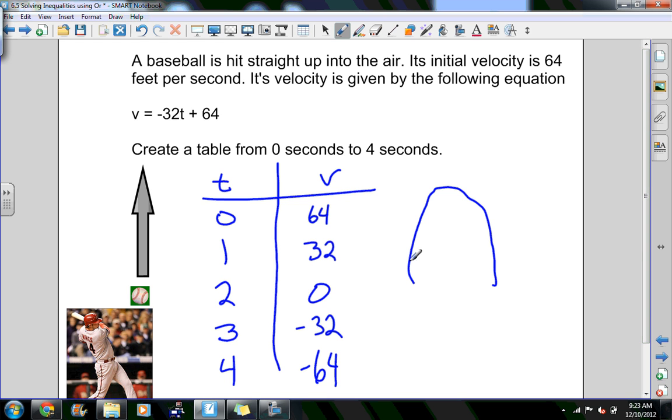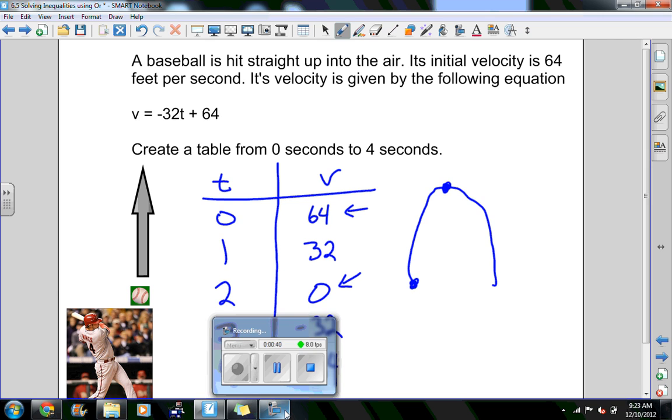Important that this is your starting speed, or 64, and this is our change or critical point, because that's when it stops moving and it starts to come back down. So those are important. All right, if you have any questions over this stuff, please let me know. The assignment's posted online.